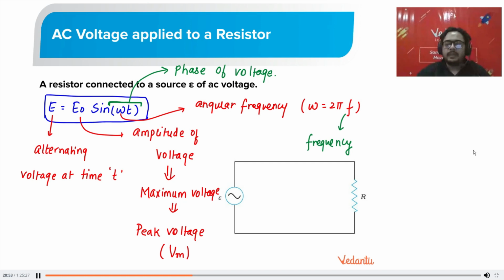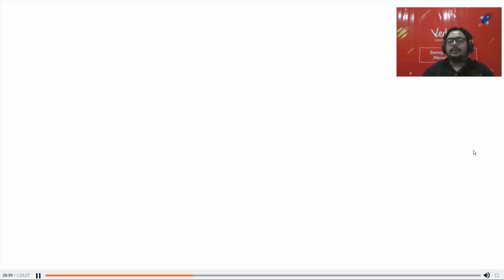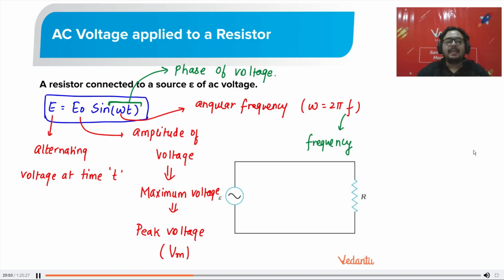Let me move on, let us see. So basically, I will tell you the whole thing. Someone is asking, what do you mean by phase? So phase basically tells you how voltage will change with respect to time. There is the relation between time and how voltage will change with respect to time, that is called phase.